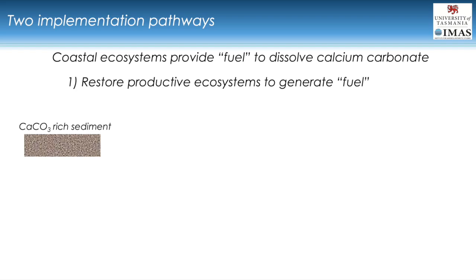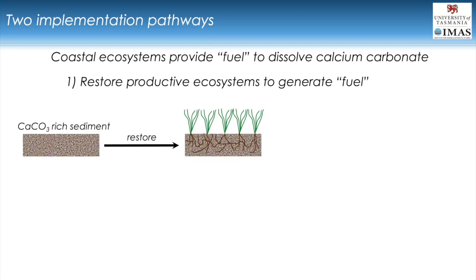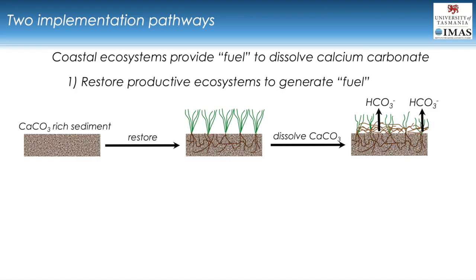The first one is when you start with an unvegetated coastal sediment that has legacy calcium carbonate, and then you restore the vegetation, whether it's seagrass or mangroves, and thereby provide the fuel for the bacteria to release CO2 and dissolve the calcium carbonate. So this is also known as blue carbon OAE.